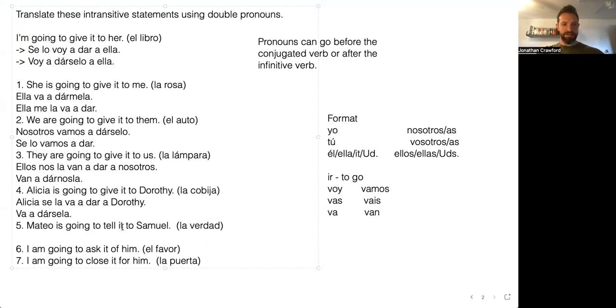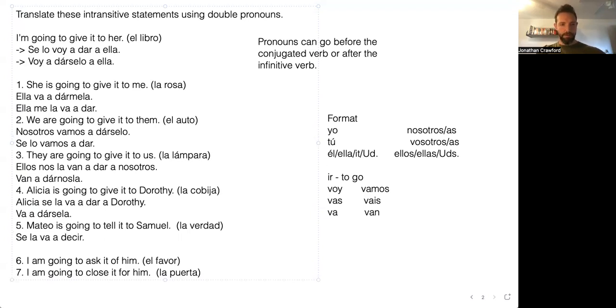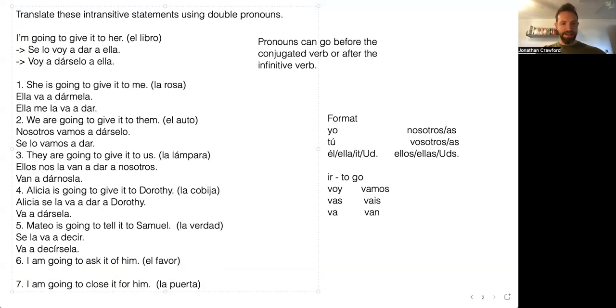All right. Mateo is going to tell it to Samuel. And what is he going to tell Samuel? La verdad. La verdad means the truth. Matthew is going to tell Samuel the truth. You can say se la va a decir, or you can say va a decírsela. I am going to ask it of him, and it's el favor. That is what I'm going to ask. El favor, a favor.